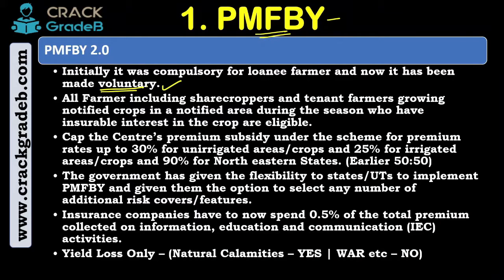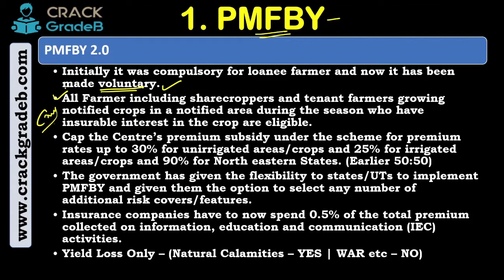Now, next one, coverage. Let us see the coverage. The coverage is all farmers, including sharecroppers and tenant farmers, growing a notified crop in a notified area during the season who have insurance interest in the crops are eligible. This means not only the farmer with the land papers, but it also covers the farmer who is farming on another's field as a tenant farmer. So the coverage is wide in this, right?